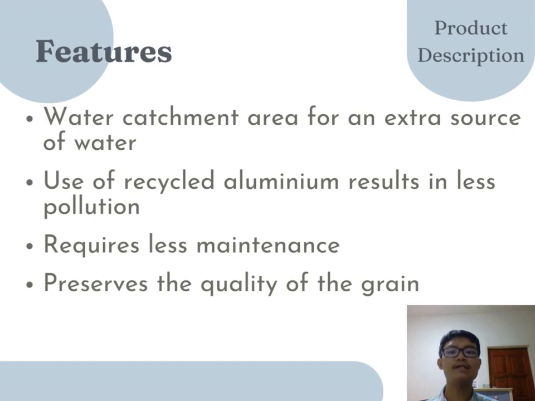Additionally, it requires less maintenance because it is made of aluminum, which is more corrosion resistant than steel, with the exception of stainless steel. Finally, the product also preserves the quality of the grain by controlling moisture and pests. Other methods that may be brought to the customer's consideration include aeration, fumigation, and ventilation.